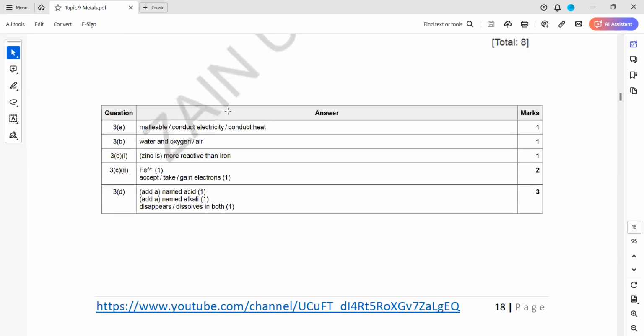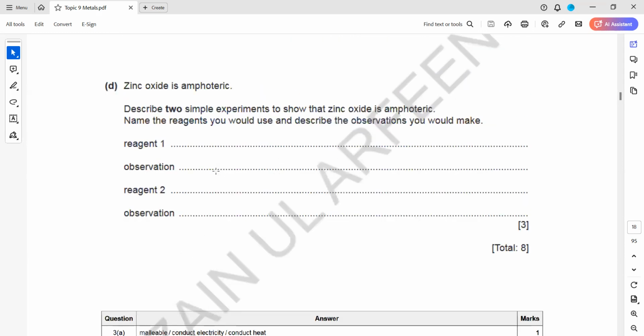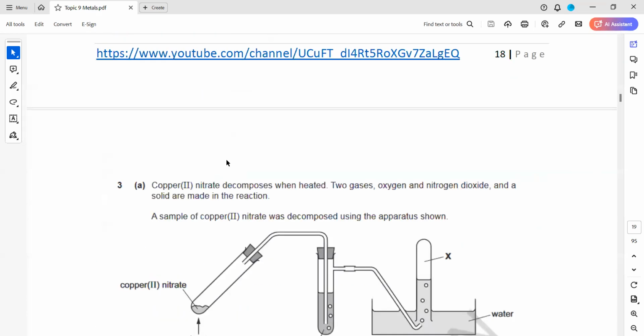Here, add a named acid and the solid disappears, dissolves, in both. Why is fizzing not acceptable? Because fizzing can happen with acid, but it cannot happen with alkali. That's why.